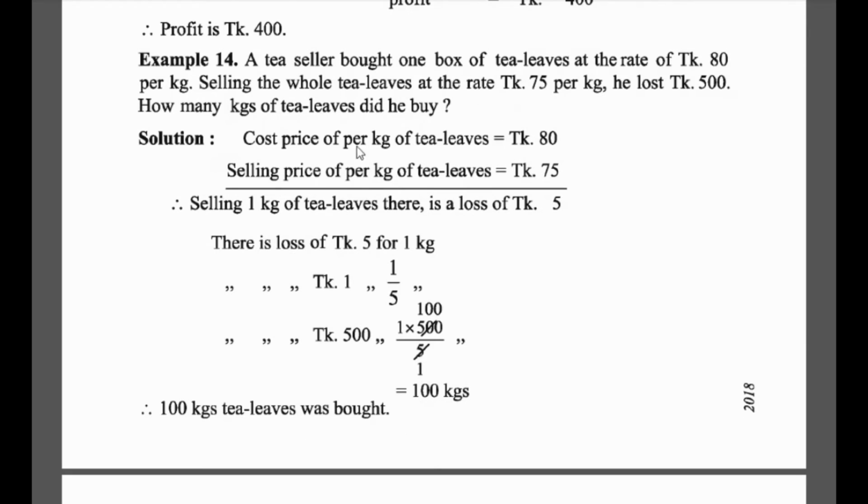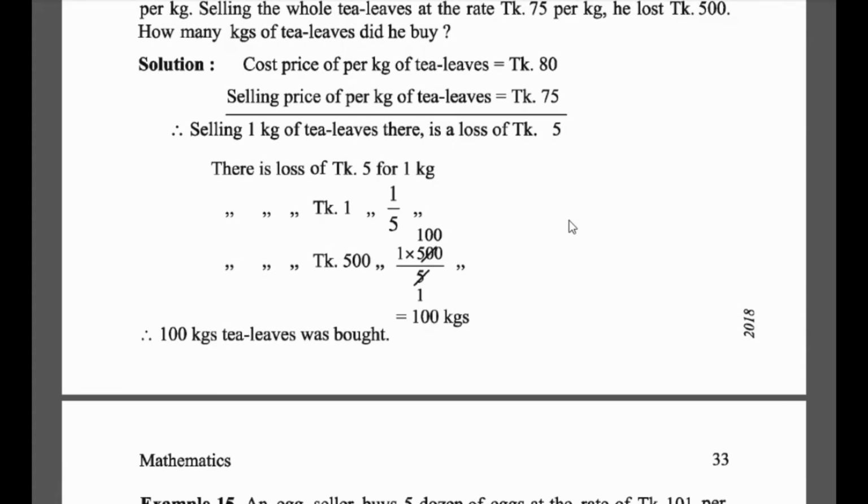It's given that the cost price per kg of tea leaves is taka 80. You can see here per kg taka 80, and it's given in the question that the selling price per kg of tea leaves is taka 75. The difference is, let's subtract it: 80 minus 75 is equal to 5. That means selling 1 kg of tea leaves, there is a loss of taka 5. Okay, now let's do the thing more.